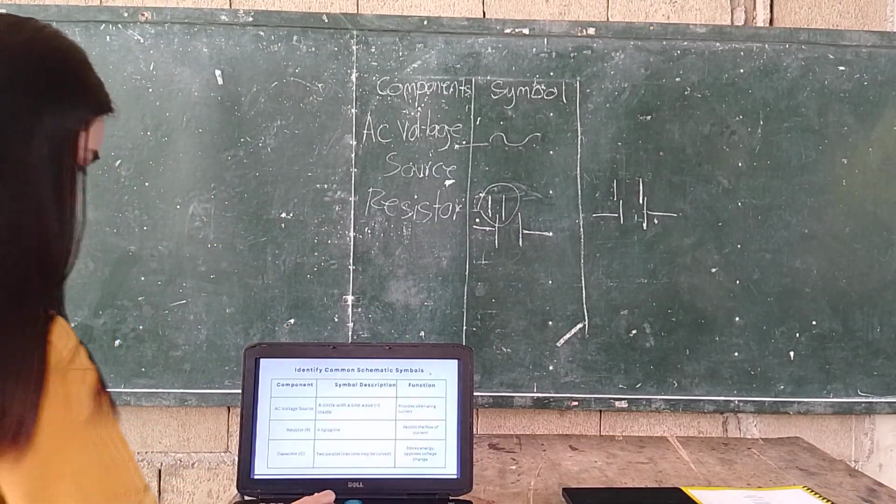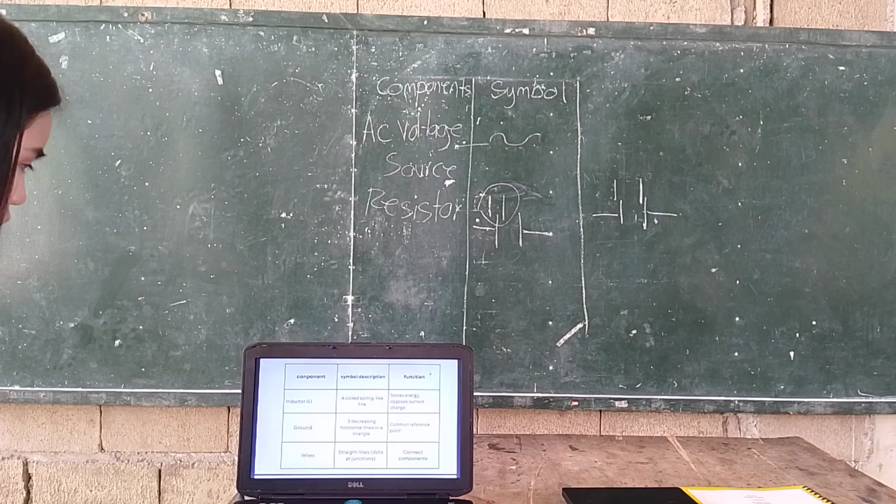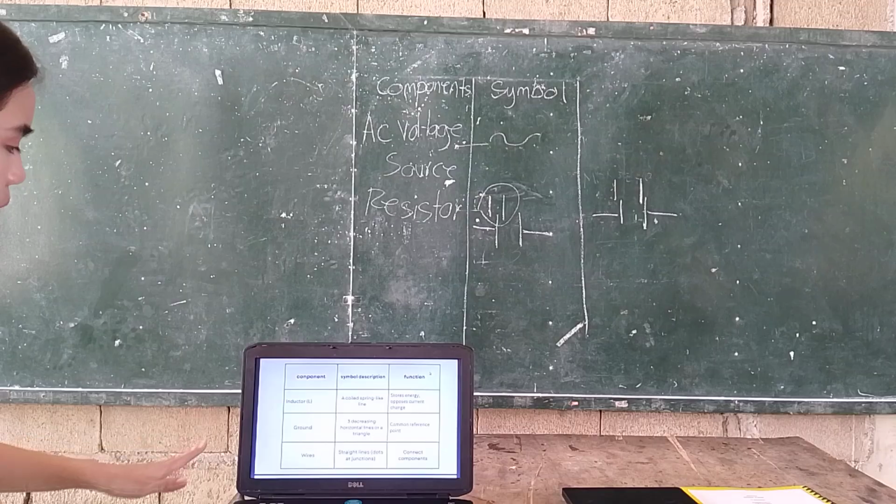Next, we have the inductor. The symbol of an inductor is a coiled, spring-like line.